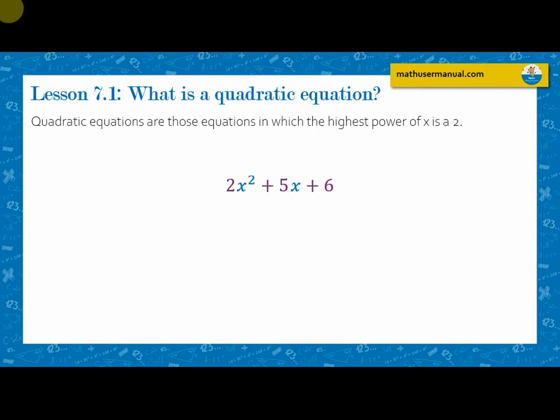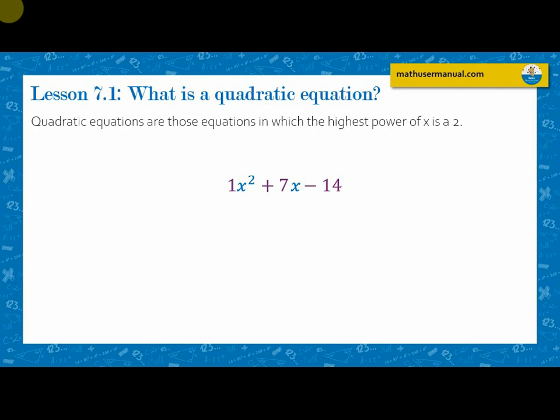2x squared plus 5x plus 6, this is a quadratic equation. It follows the format, and the highest exponent of x is a 2. What if we change the numbers to negative numbers? It's still a quadratic equation. It doesn't matter if the coefficients are positive or negative. We can even get fractions. As long as it follows the format and the highest power of x is a 2, it's considered a quadratic equation. But if we have a combination of positives and negatives, it's still a quadratic equation.